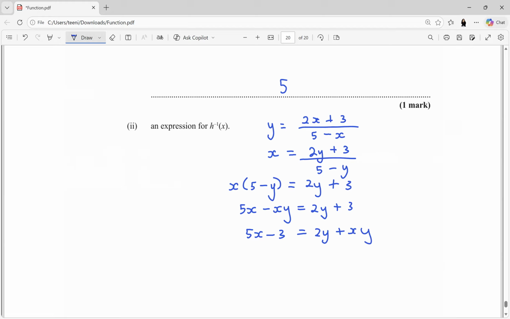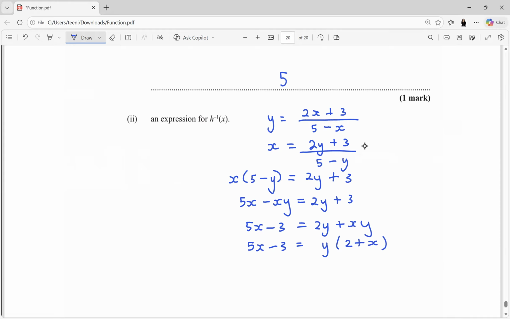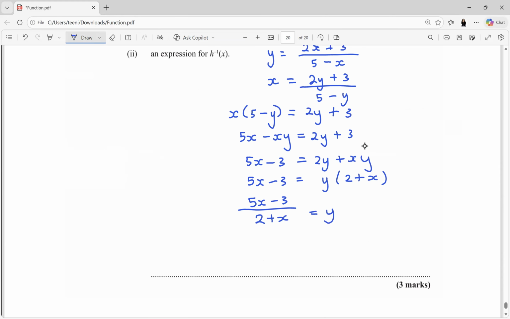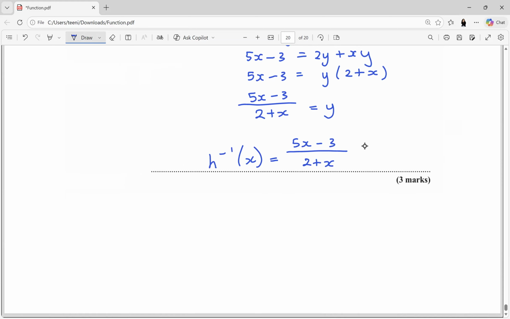So now you factorize y out of this to get it by itself. So this will be y times 2 plus x. And therefore, to get y by itself, you'll say 5x minus 3 divided by 2 plus x is equal to y. So the inverse, h inverse of x is equal to 5x minus 3 over 2 plus x. And that's your 3 marks.